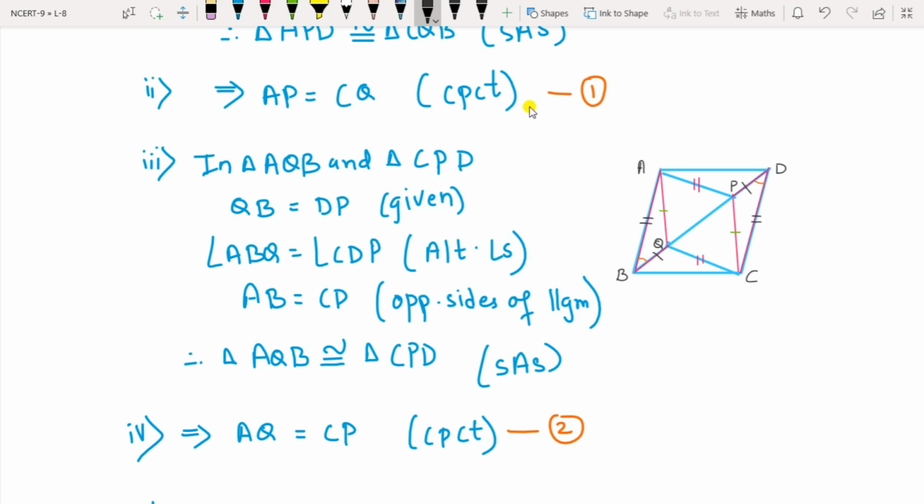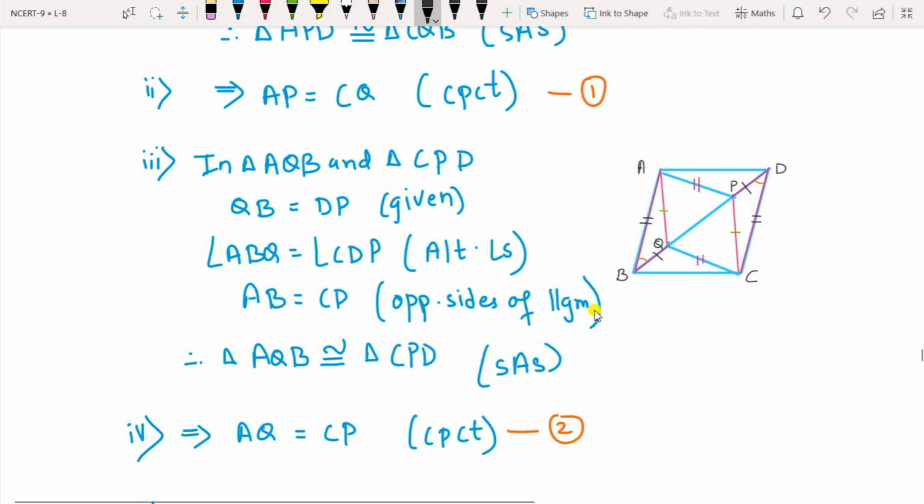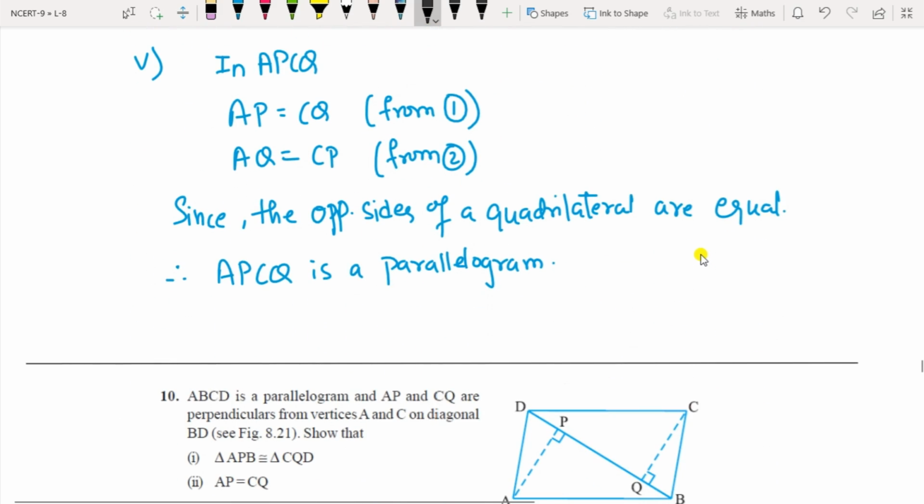Now from equation 1 and 2, you can say for quadrilateral AQCP, it is a parallelogram because opposite sides are equal. Here AQ is equal to CP and AP is equal to CQ. Therefore opposite sides are equal, and therefore it is a parallelogram. Hence proved.